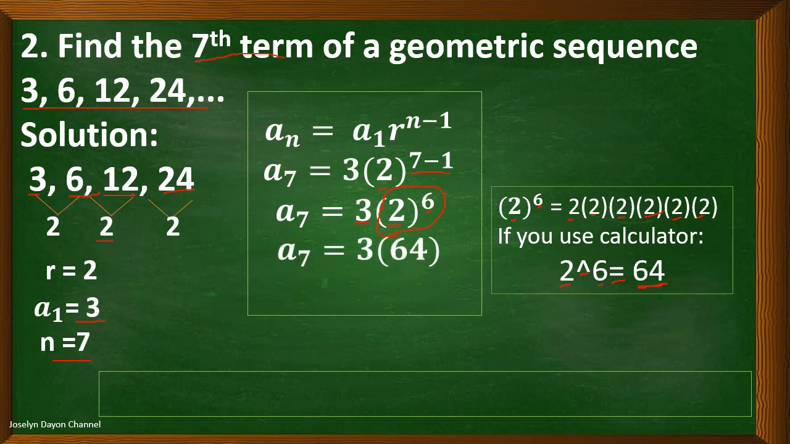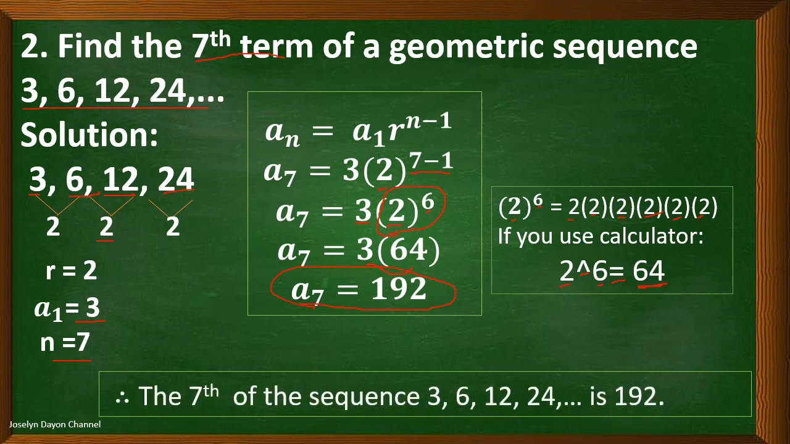Now we're going to multiply that by 3. And 3 times 64 is 192. So it means that the seventh term of this given sequence is 192.